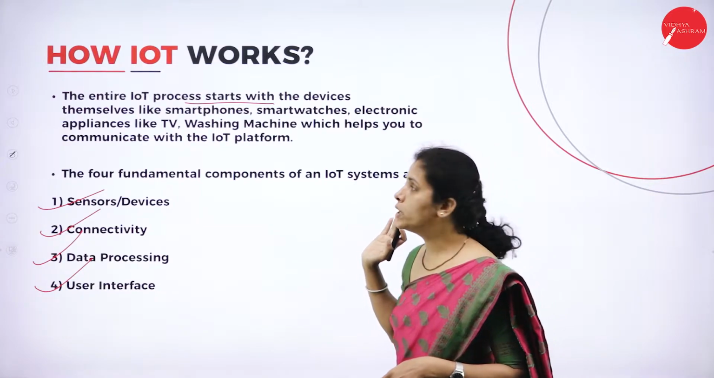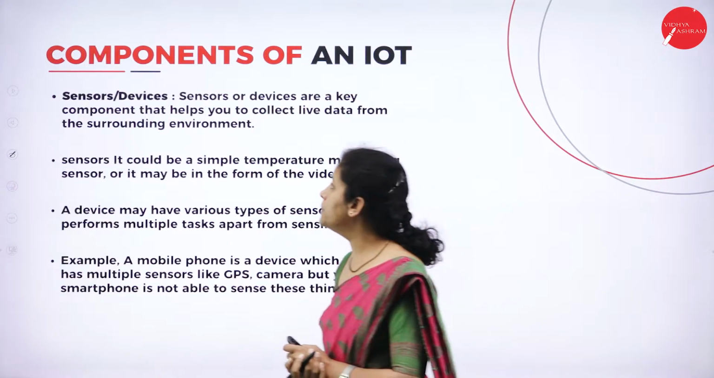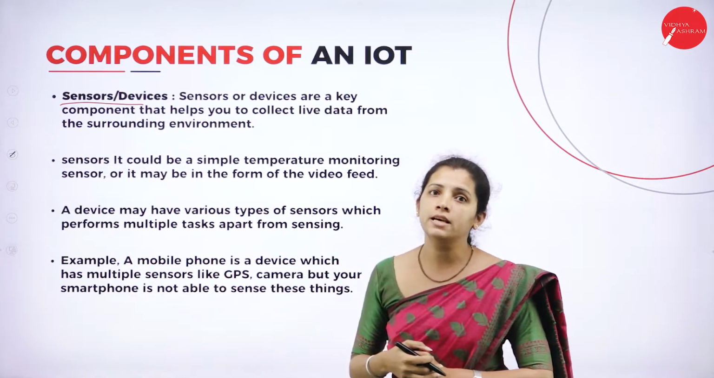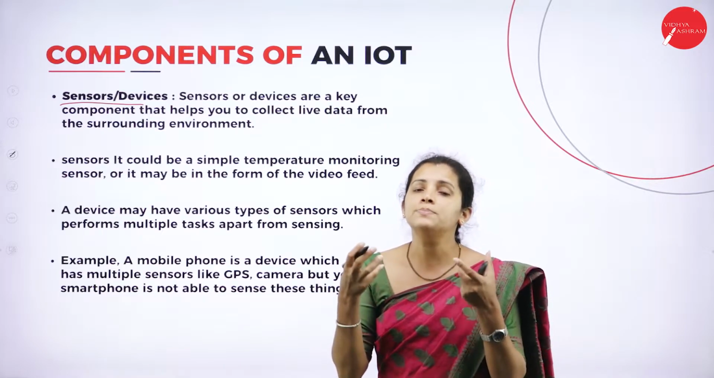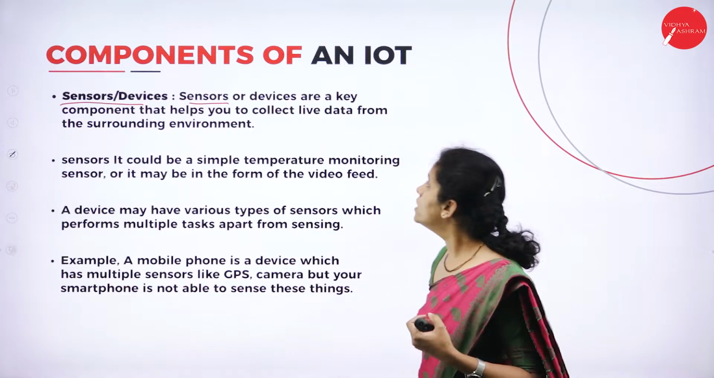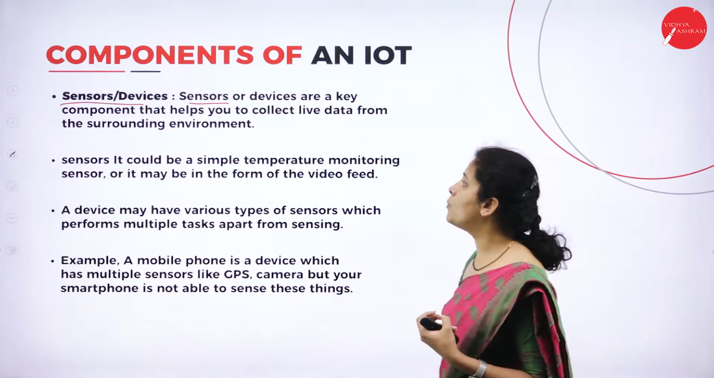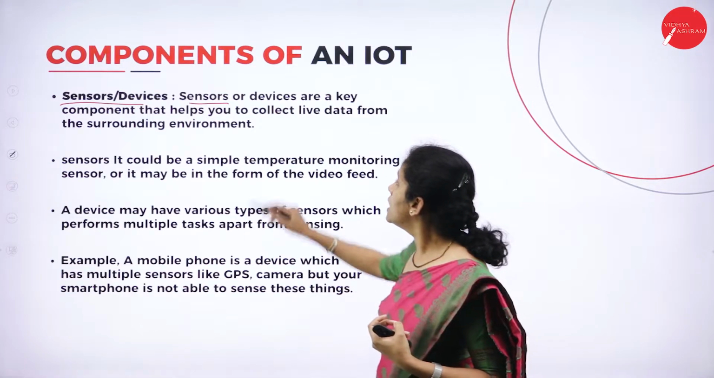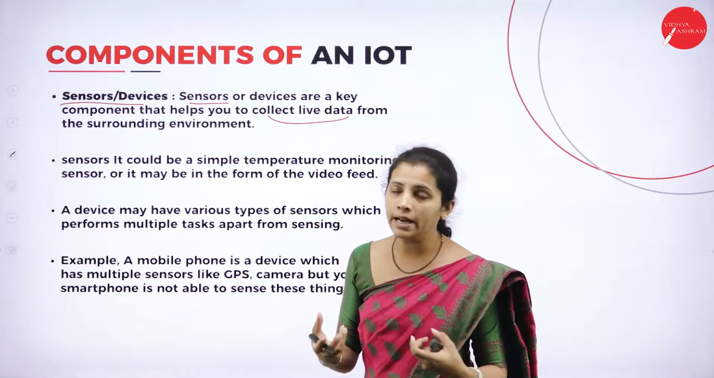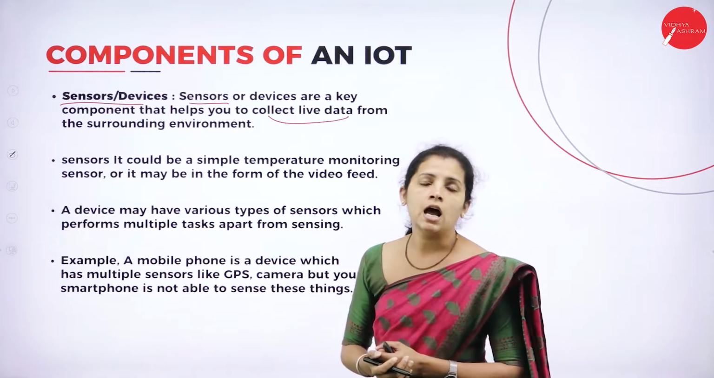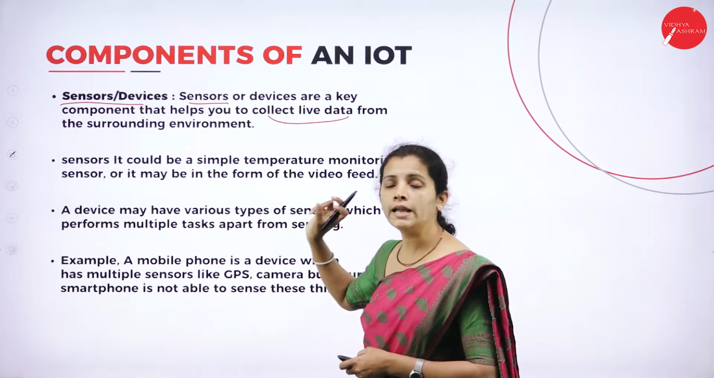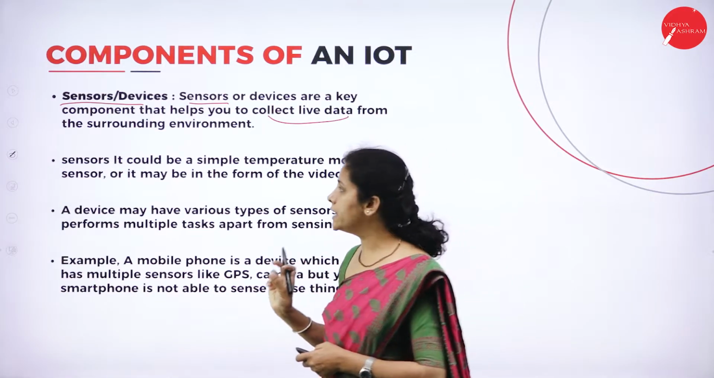That is, explain the components of IoT. So dear student, at the beginning I'm going to have a sensor. So what is the job of the sensor? It is to sense. Sense means what? Collect the data. So sensors or devices are the key component that helps to collect live data. Live means what? Real-time data from the surrounding environment. So the job of the sensor is to collect live or real-time data.